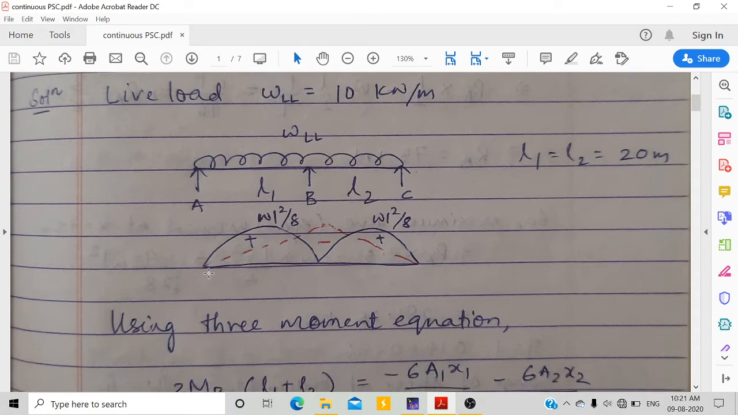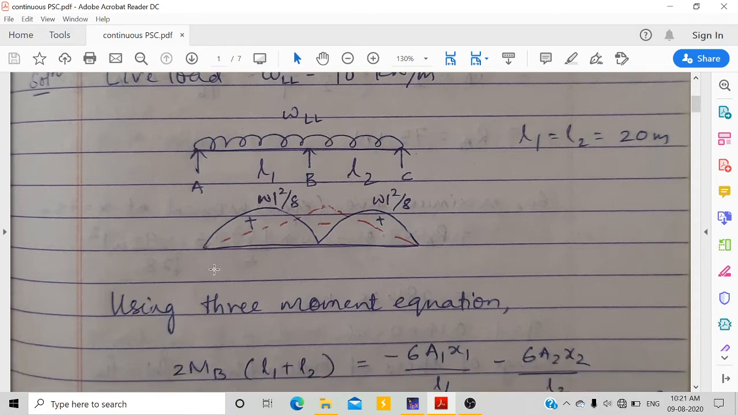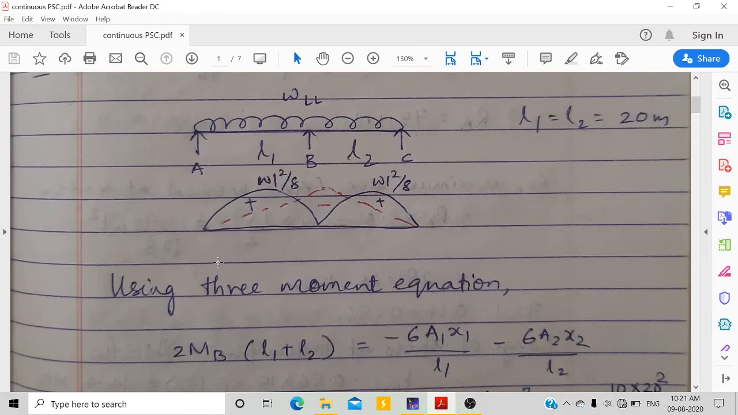So if I draw the bending moment diagram, because this is an indeterminate structure, I have used the three moment equation. You can also refer to the moment redistribution method video that I have uploaded on YouTube, where I have analyzed this structure. For elastic analysis, I have used the three moment equation. Then I have done the moment redistribution in that video. So here we are using only elastic analysis using the three moment equation to calculate the support moment at B.